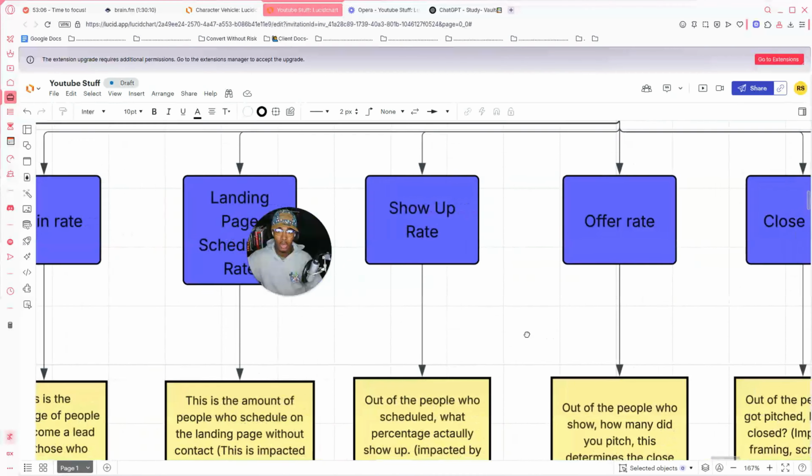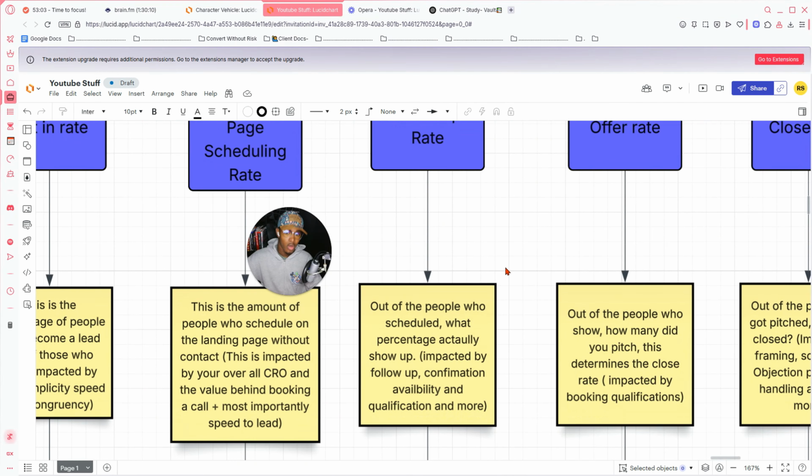The next thing is show up rate. This is very important, and this is out of all the people who schedule, what percentage actually show up. This is impacted by follow-up, confirmation, availability, qualification, and more. There's a lot of things that go into this, including how valuable the meeting is, how much time availability you have, because if you have a lot of different time slots, meaning you have 11:05, 11:15, 11:30, 11:45 instead of just 11, 11:30, 12, they have more options that makes it more easy for them to move into what's best for them, whatever's the best fit for them. So that's very important there.